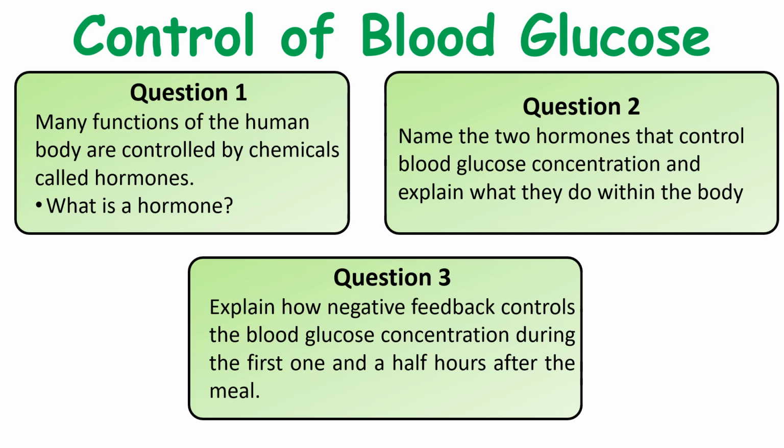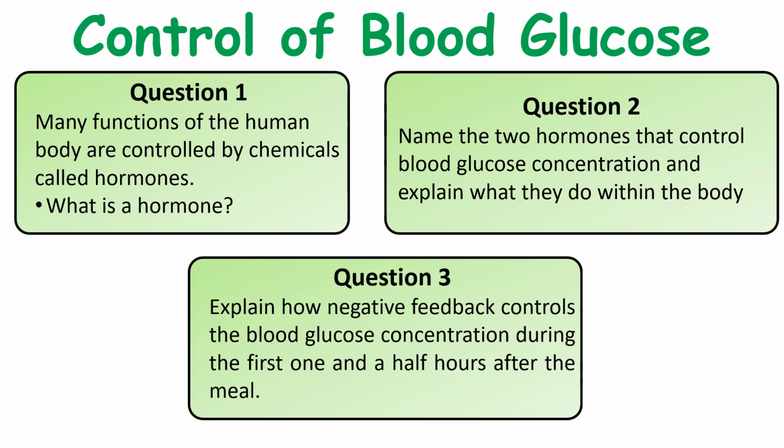So, 3 questions that you can now think about using those shorter answers. The first one is that many functions of the human body are controlled by chemicals called hormones. What is a hormone? Remember, it's important to say basically what it is, what produces them, is it long-lasting or short-lasting, and how is it carried around the body.